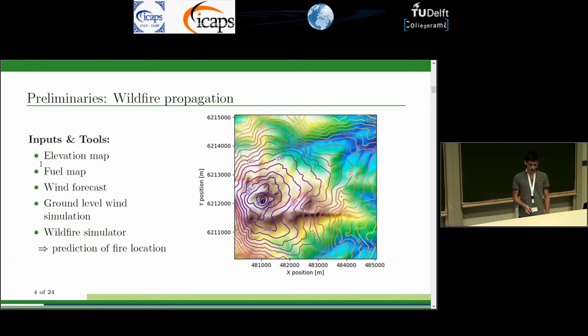So in this example, you have a fire start here, and around it you get the evolution of the fire front every 30 minutes. In this case you have just a single ignition point, but you can also start from an existing fire map and propagate it. And we use this as a prediction for the fire location over time.